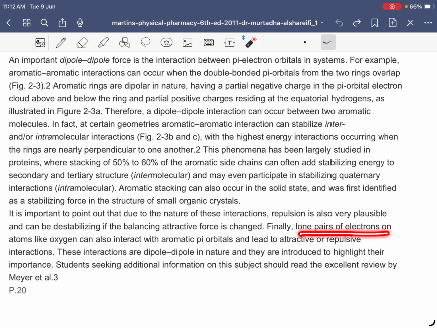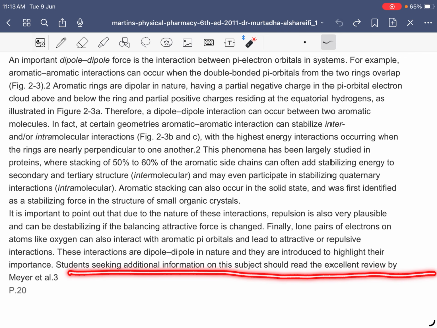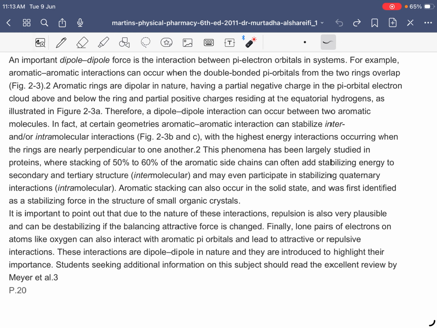Finally, lone pairs of electrons on atoms like oxygen can also interact with aromatic pi orbitals and lead to attractive or repulsive interactions. These interactions are dipole-dipole in nature and they are introduced to highlight their importance. Students seeking additional information on this subject should read the excellent review by Mayer et al. 3.